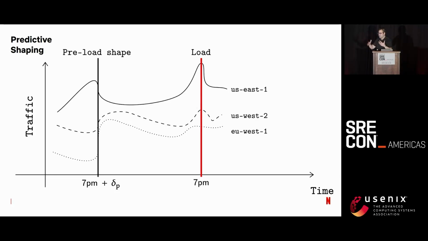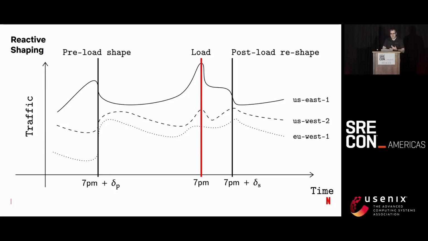So the regions have their normal load distribution, and then at some delta prior to the load spike, we're going to shape traffic to try to minimize the delta between regions. Of course, the load spike doesn't go exactly according to plan, right? Like we can't exactly predict how users will show up. So we might want to reshape after the load event.